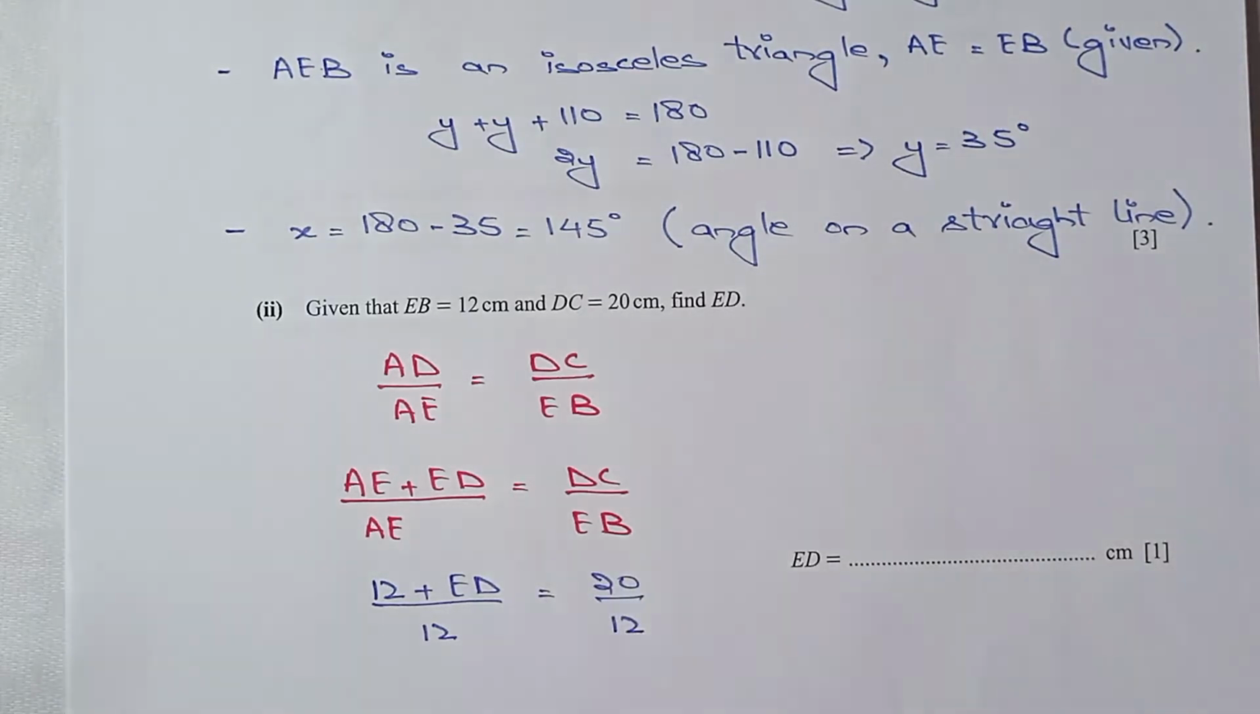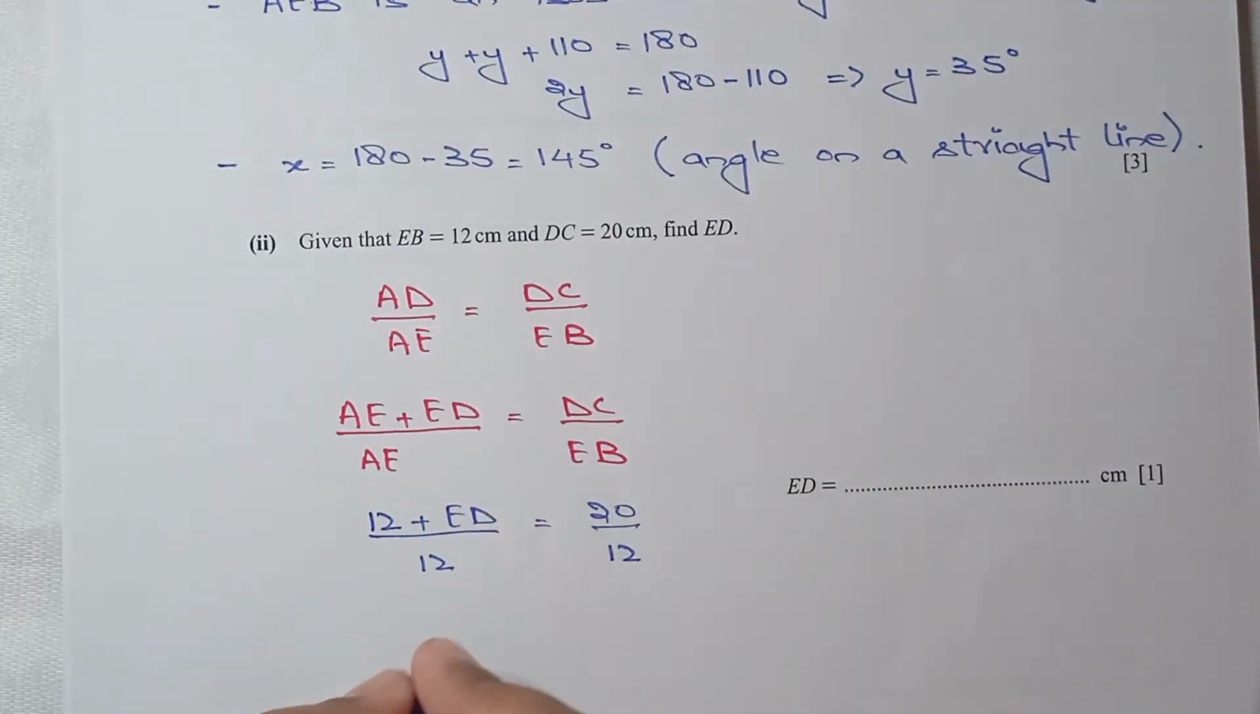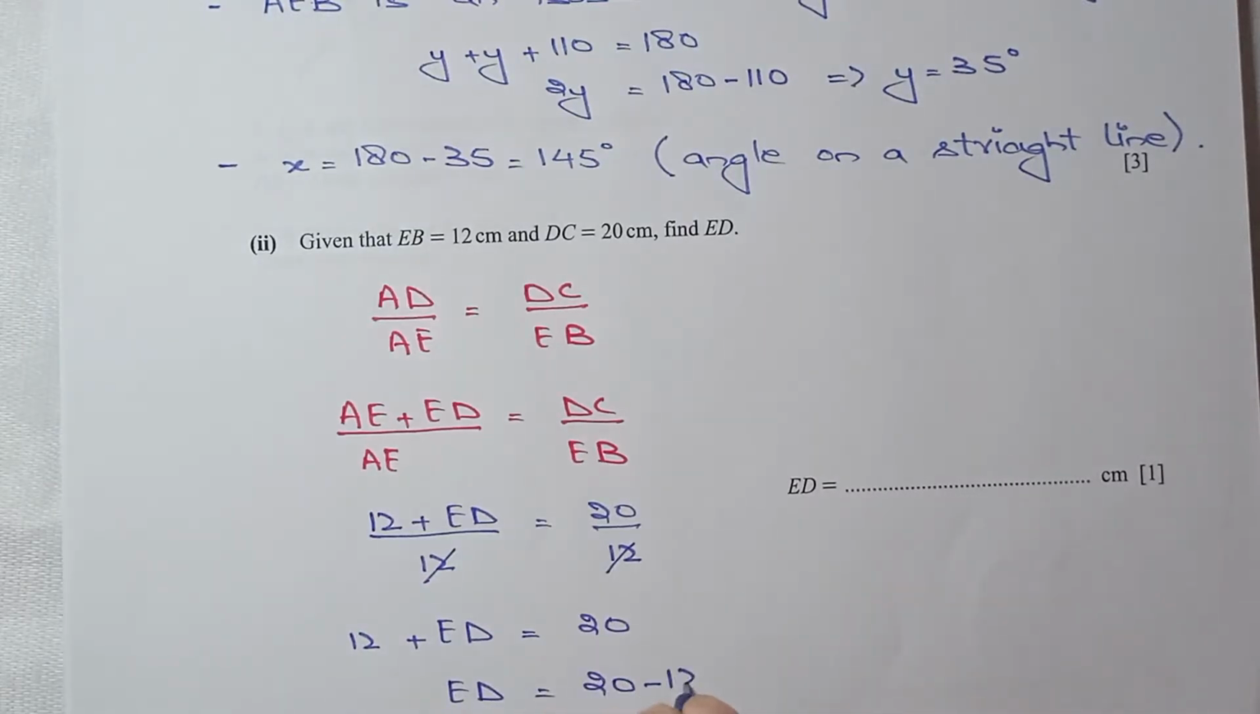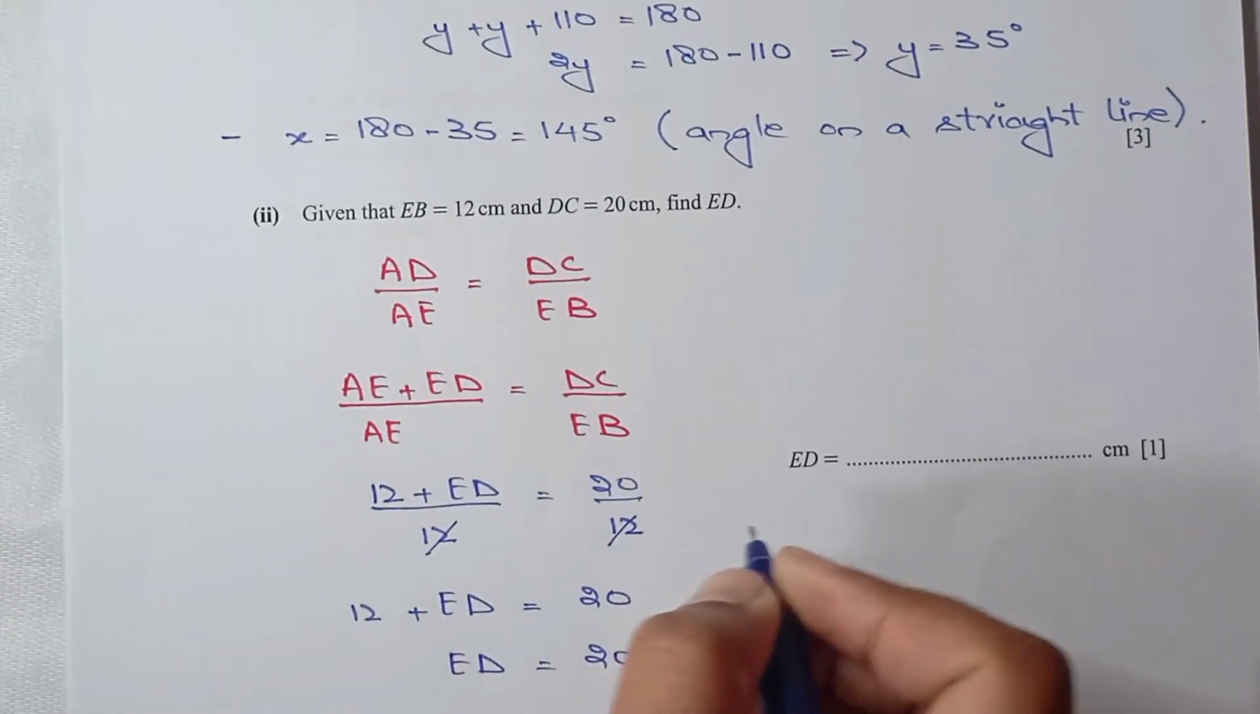Now how can we find ED? ED plus 12 is over here. This would be equal to, we can cancel the two 12s, this would be equal to 20. So ED would be equal to 20 minus 12. So 20 minus 12 is 8. So we can say ED is 8 centimeters.